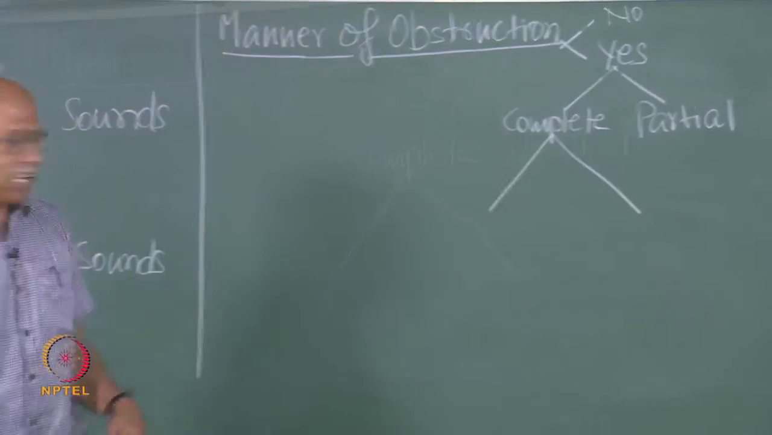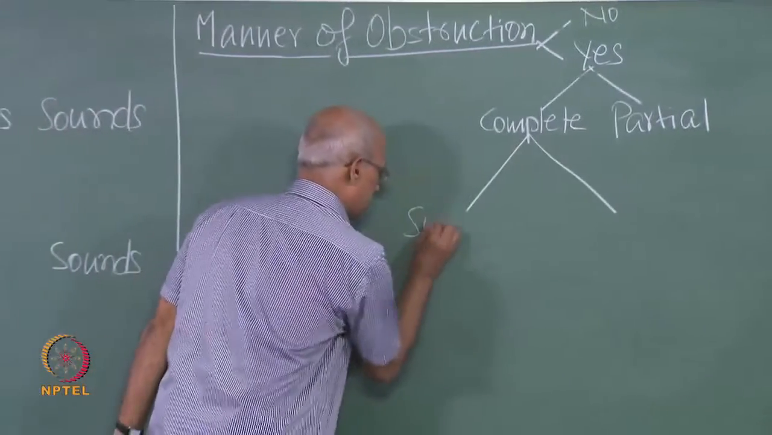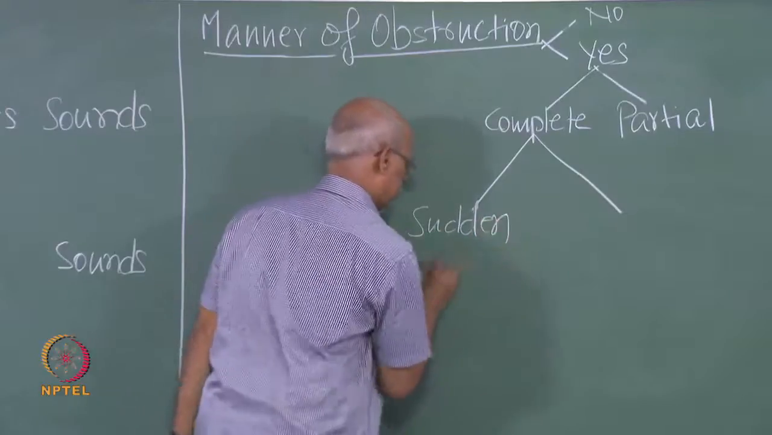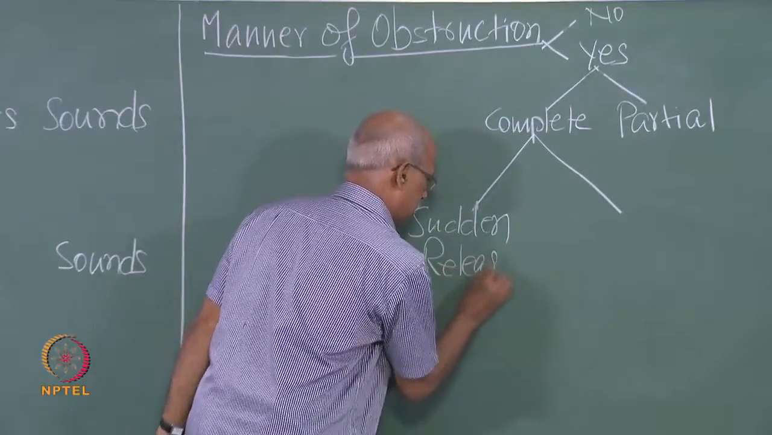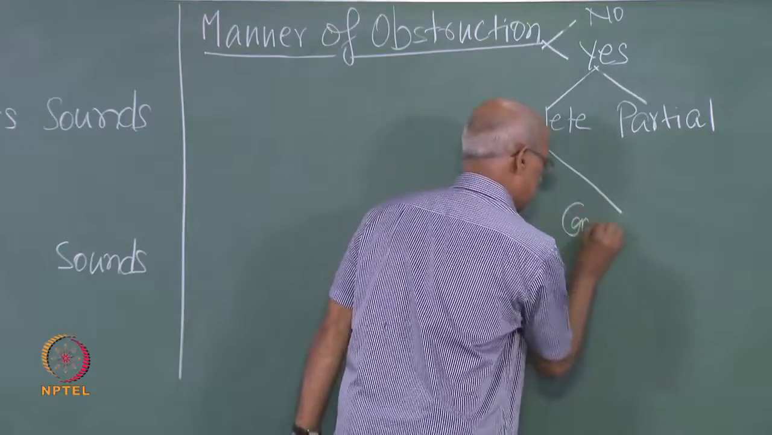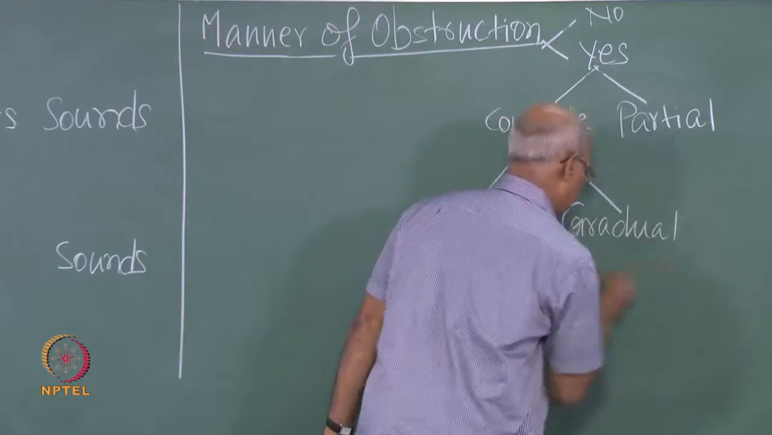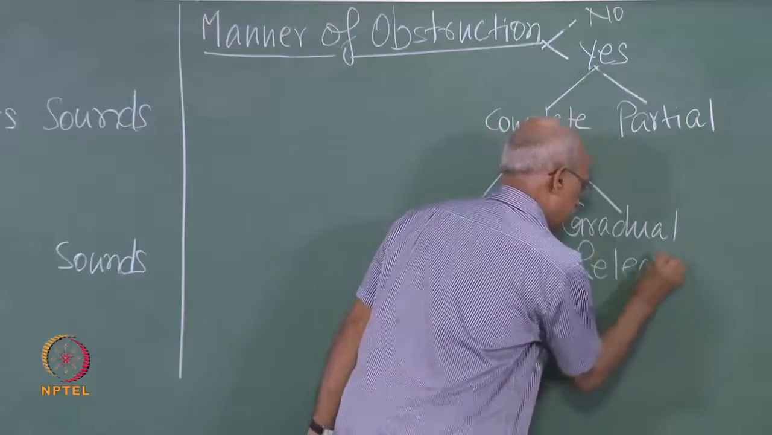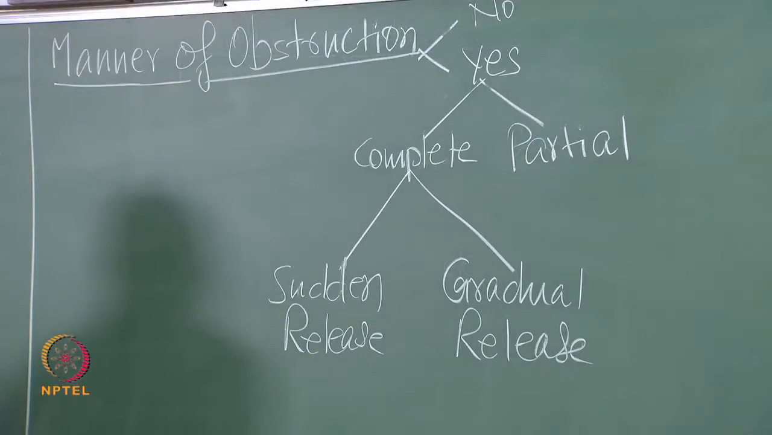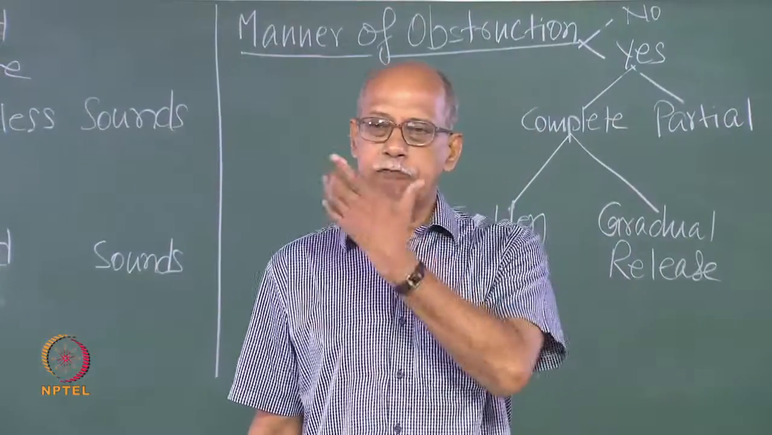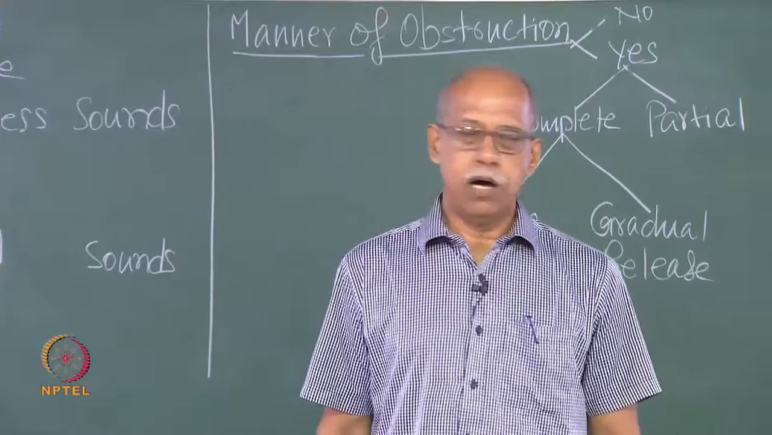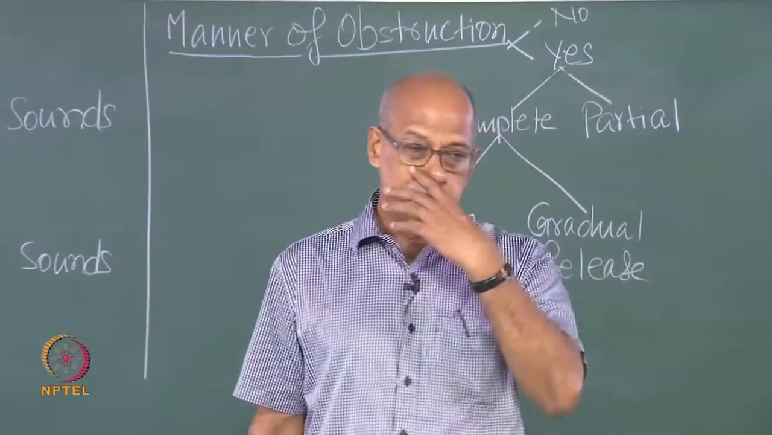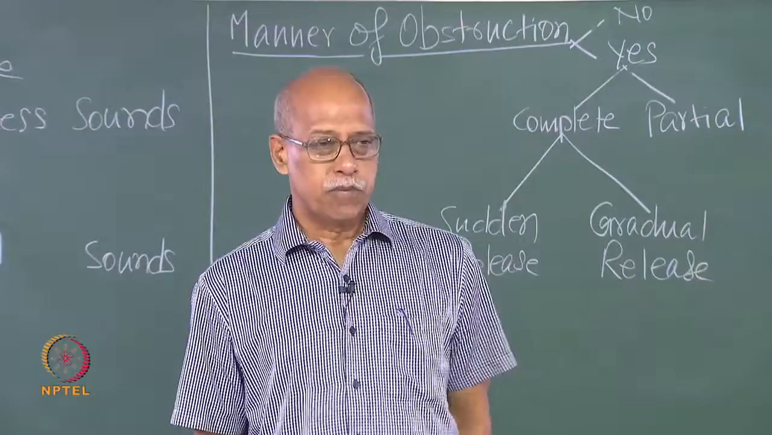Okay? So, obstruction can be released in one of two manners. Either it can be released suddenly, sudden release, or it can be gradual release. Sudden release, such as when you see complete closure, both your lips are together and your cheek is puffed and you say pa. Ba, ba.